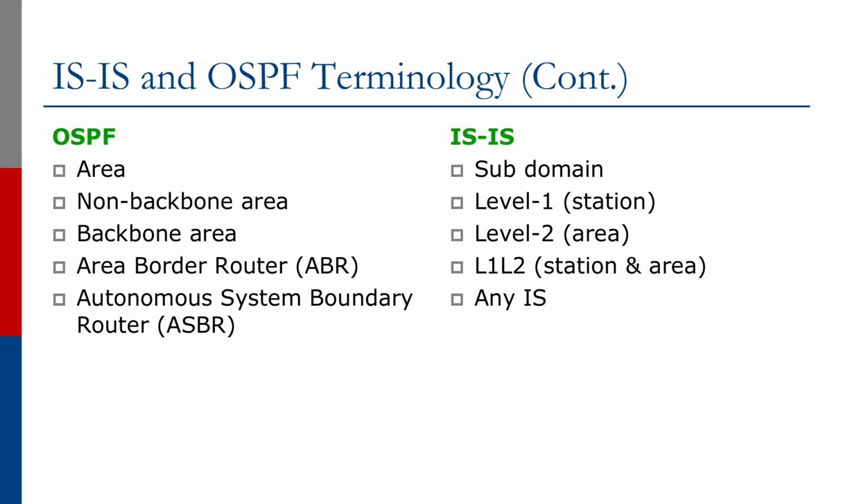OSPF talks about an area, ISIS has a subdomain. OSPF has a non-backbone area, ISIS refers to this as a level 1 area. OSPF's backbone area is level 2 in ISIS. The area border router in OSPF is an L1, L2 device in ISIS. Autonomous system border router in OSPF is any intermediate system in ISIS.